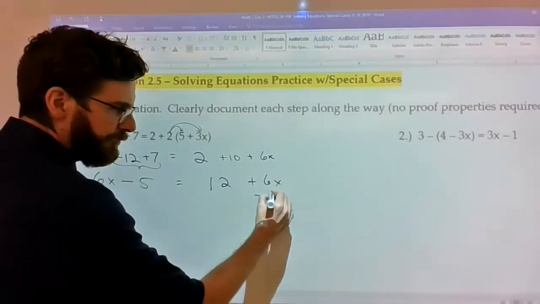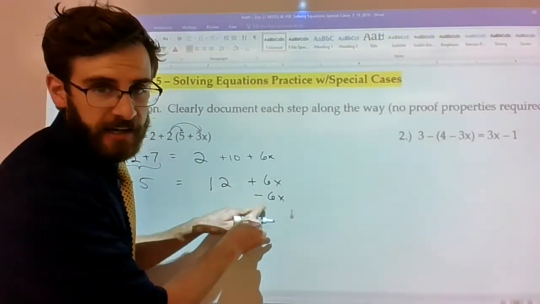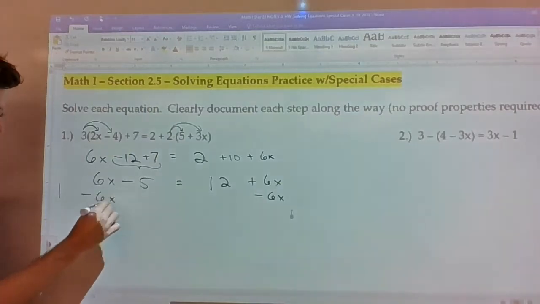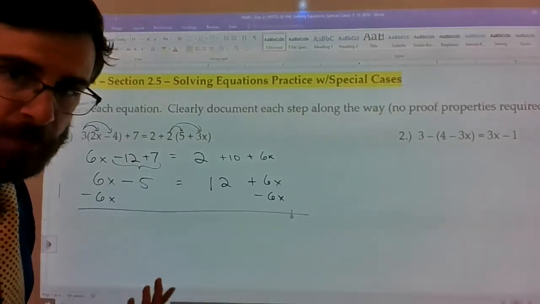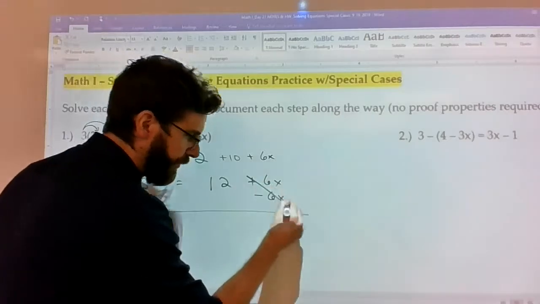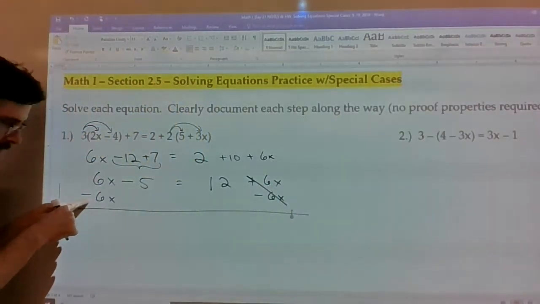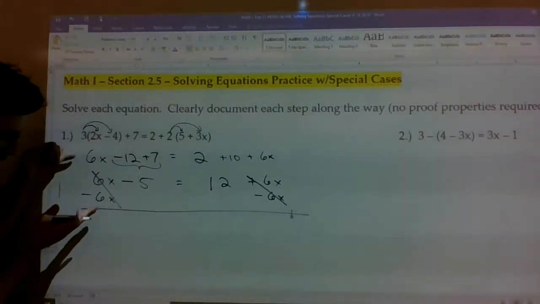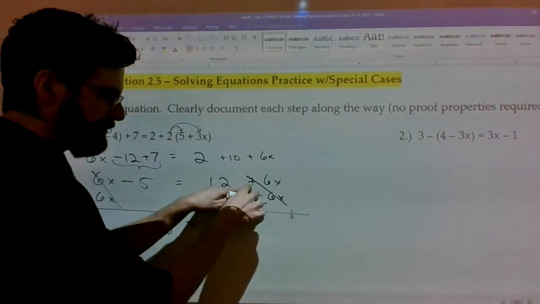I'm a big fan of moving the variable term to the left-hand side of the equation. So I'm going to take this positive 6x, subtract the 6x from the right, and then subtract it also from the left. You can do that because of the subtraction property of equality. So 6x minus 6x is just 0, but it's also 6x minus 6x over here, so that zeroes out as well. So you have 0 minus 5 equals 12 plus 0.